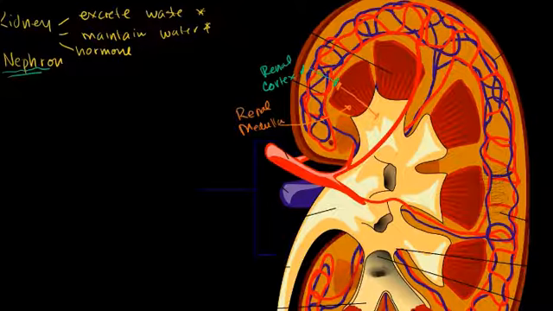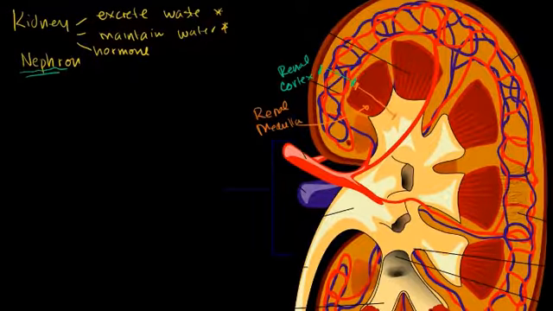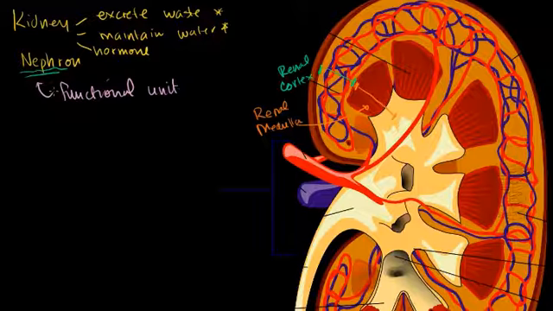So I've said before, and you might have heard it from other lectures or from other teachers, that the functional unit of the kidney is the nephron. The functional unit. And the reason why it's called a functional unit, I'll put it in quotes, is because that's the level at which these two things are happening. You know, the two major functions of the kidney, the waste excretion and the maintenance of the water level in our blood system.